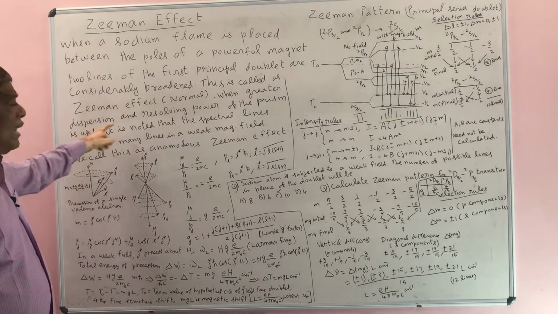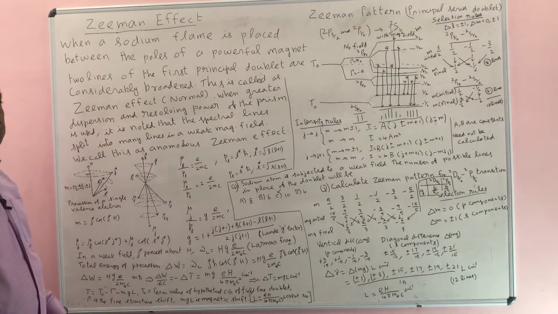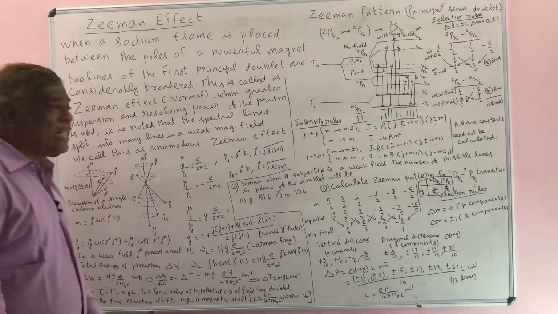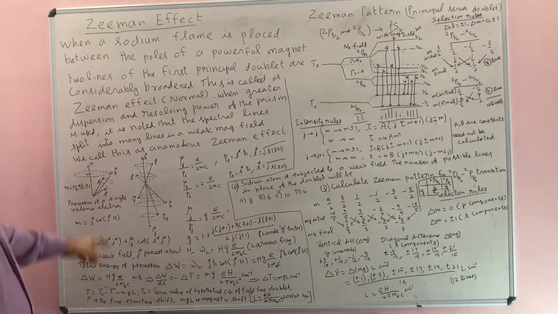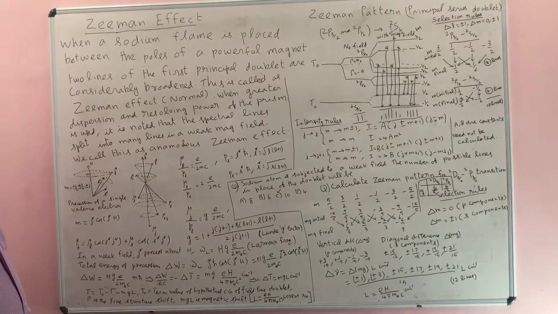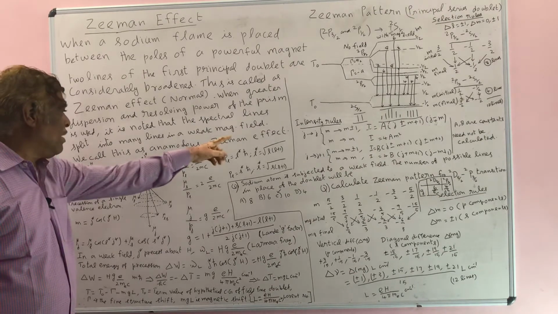Now, when greater dispersion and resolving power of the prism is used, it is noted that the spectral lines split into many lines in a weak magnetic field. So, the splitting of spectral lines in the presence of an external weak magnetic field we call the anomalous Zeeman effect.